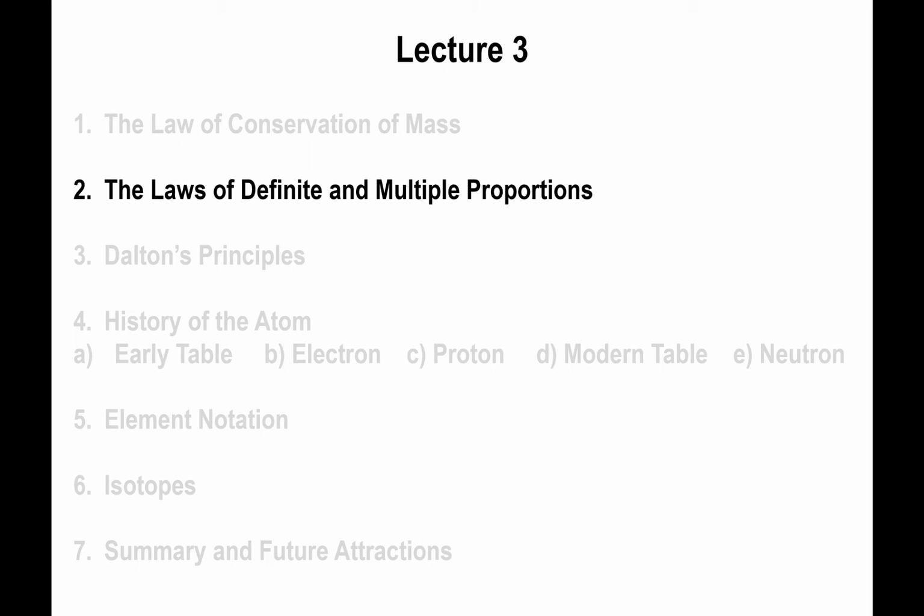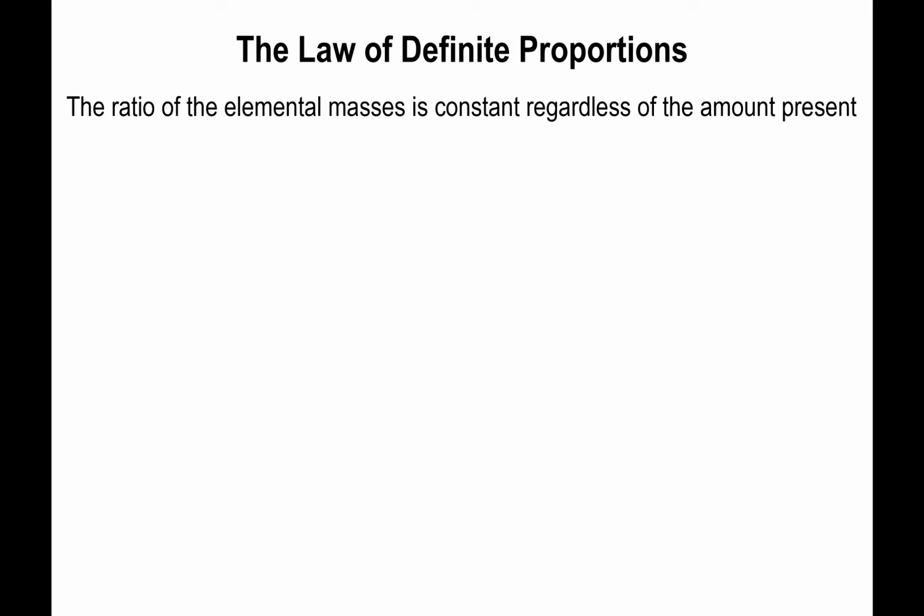there's other laws that also have some historical connotations. These are the laws of definite and multiple proportions. And this is what was observed prior to the periodic table becoming a thing. So this is when scientists were beginning to look at the amounts of elements present in a compound based on mass. And based on mass and mass only, they were able to determine what was happening.